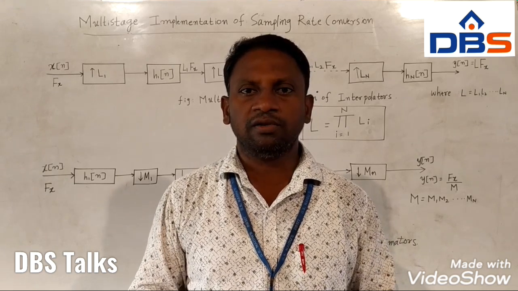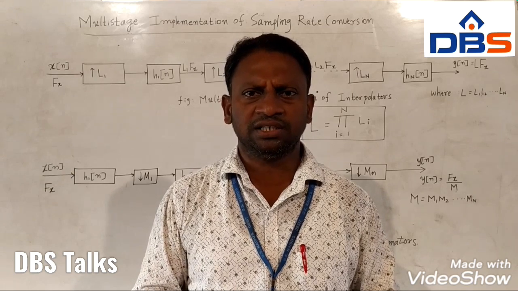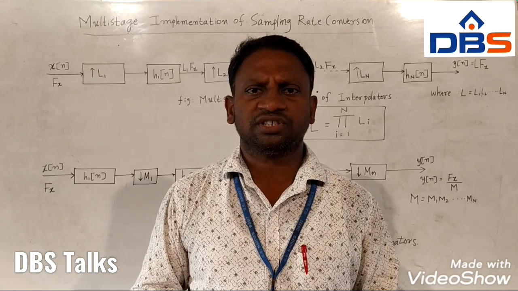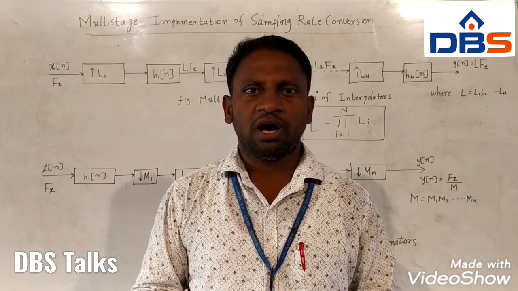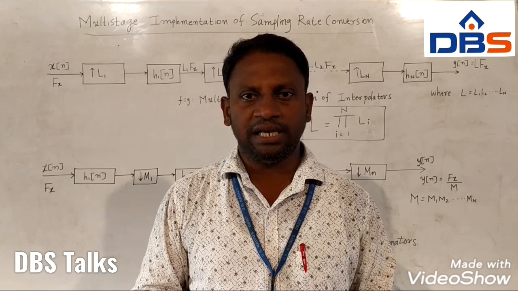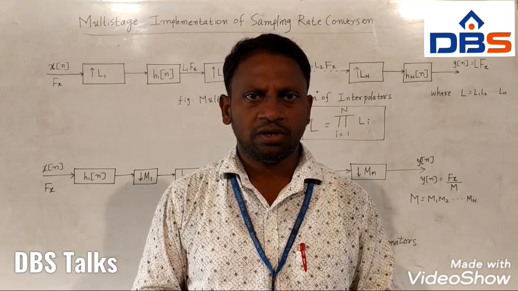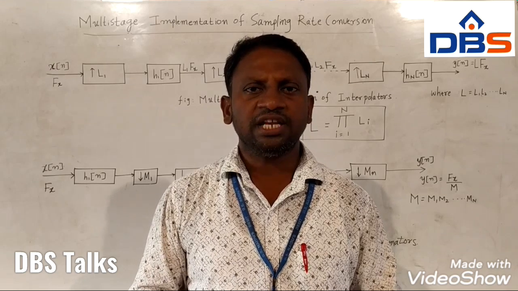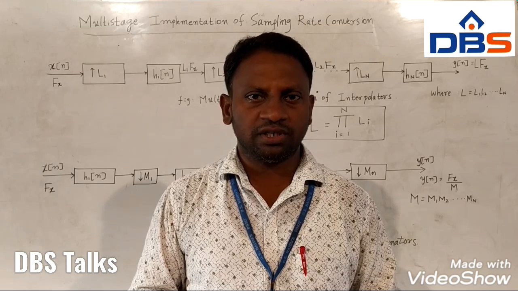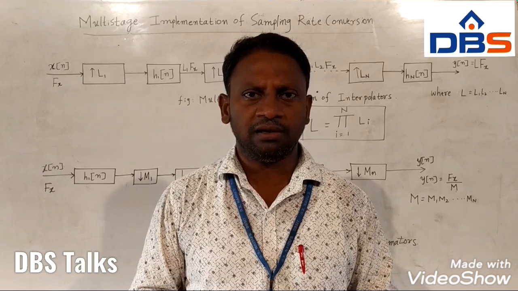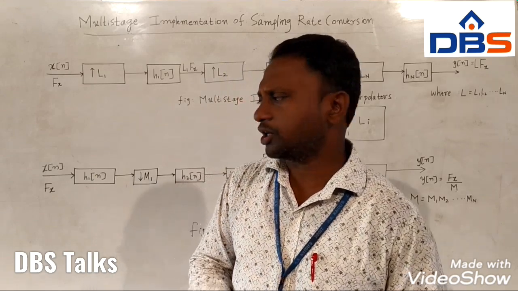Suppose the M value is greater than 10, 50, or 100, as in some digital signal processing applications where we need such large values of M and L, the decimating factor and interpolating factor respectively. In such cases, direct implementation of the sampling rate conversion by large values of M and L is computationally inefficient. That is an important point.